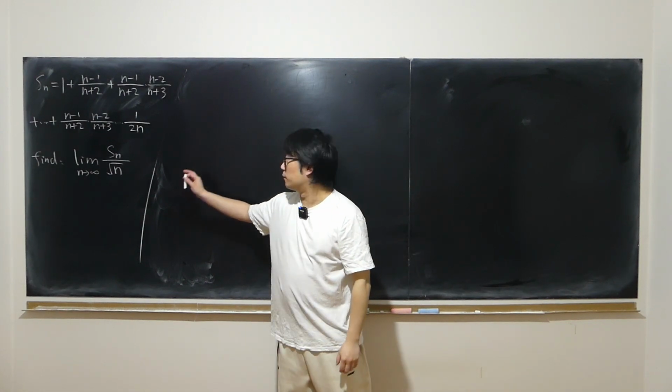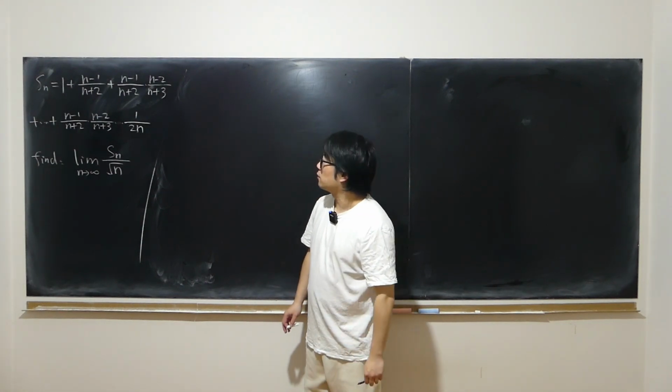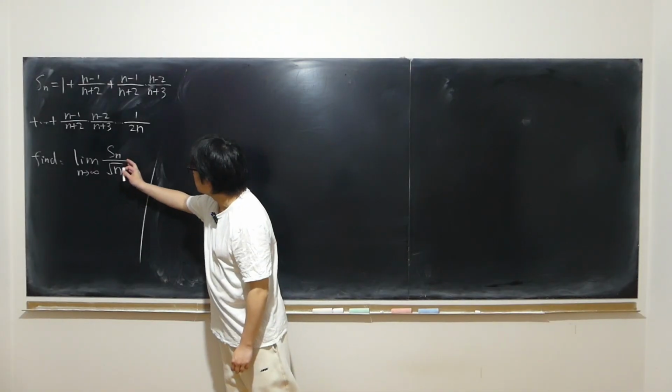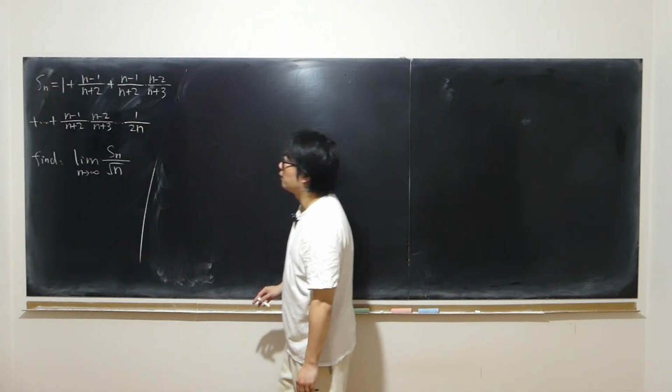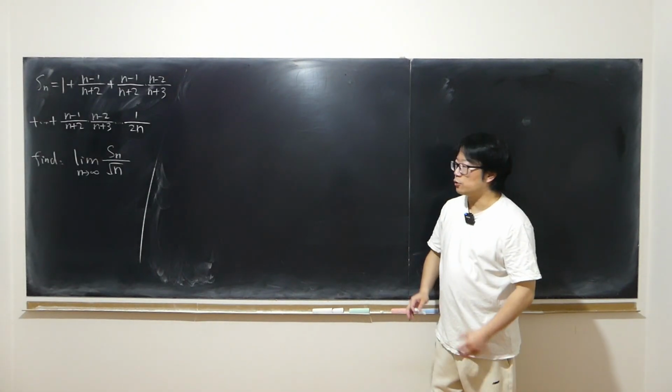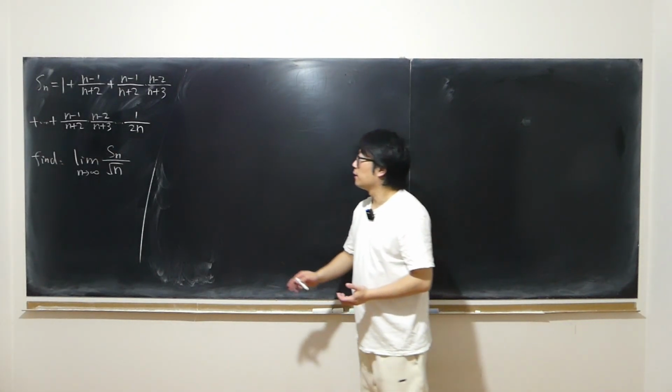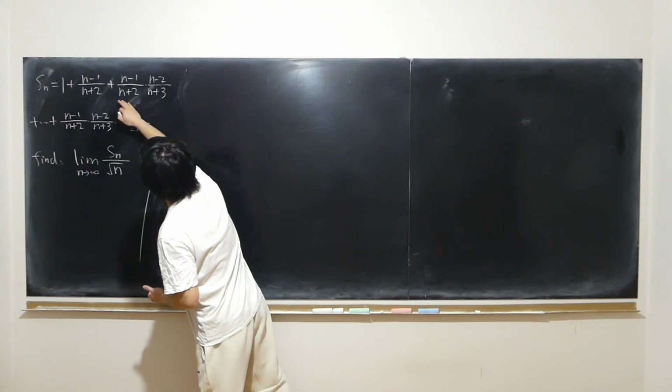Let's have a look at a problem from calculus. We're trying to find the limit of this finite sequence given by this one over square root of n. First thing, let's see if we can find a formula for this summand.